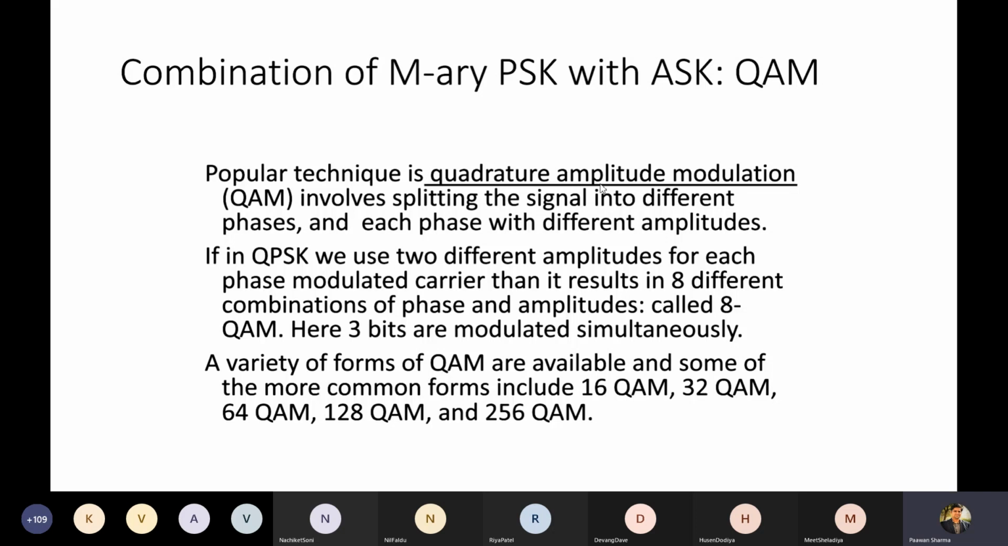Quadrature amplitude modulation involves splitting the signal into different phases, and not only different phases but also each phase with different amplitudes. So if in QPSK we use 2 different amplitudes for each phase modulated carrier, then it results in 8 different combinations. By definition, QPSK has 4 phases. Yes or no?